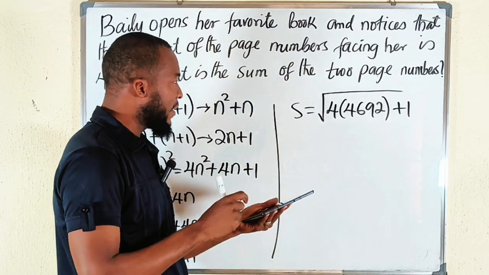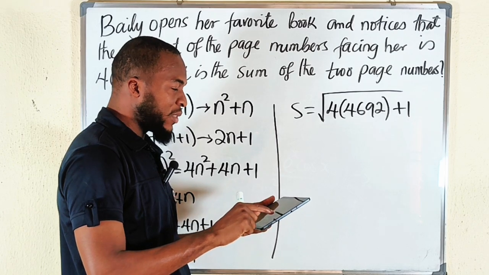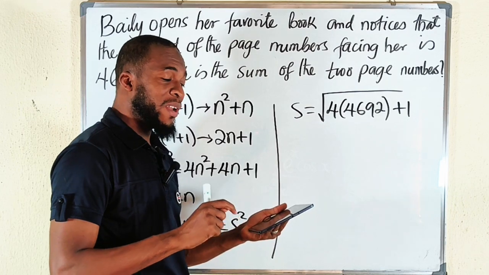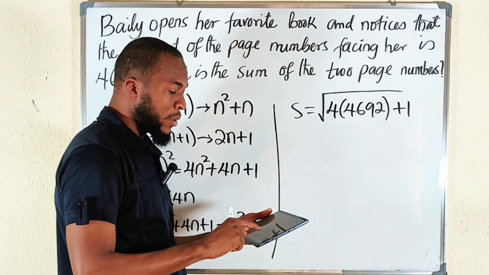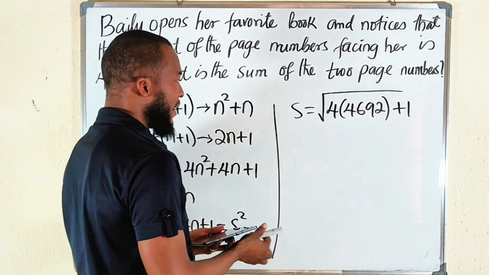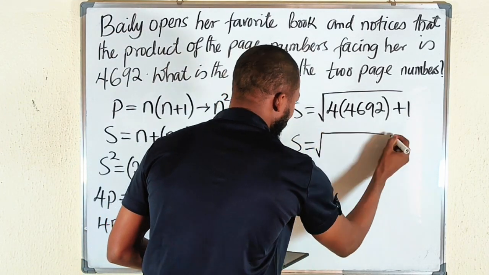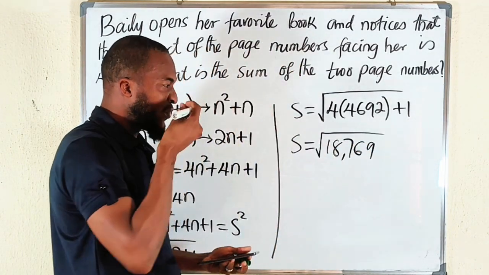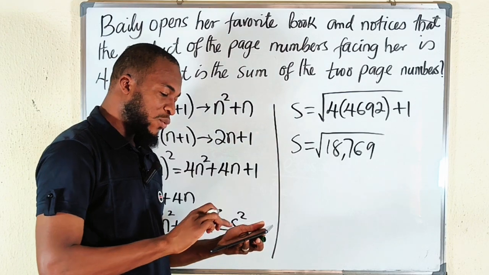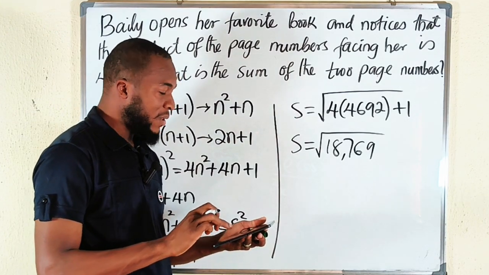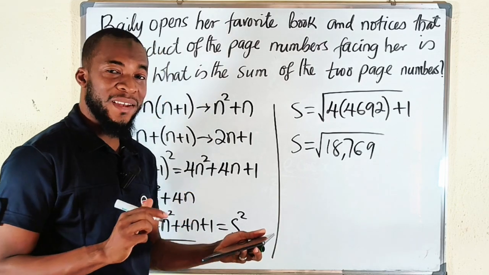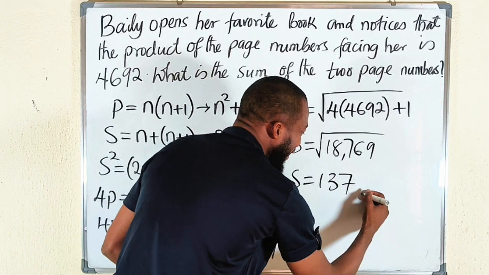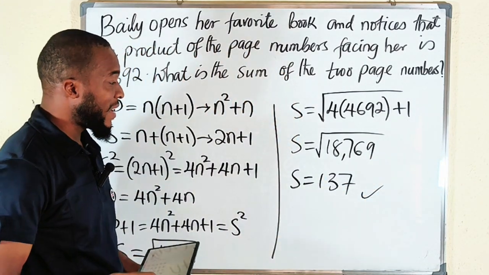So what I have is 4 multiplied by 4,692, which is 18,768. Then plus 1, this is 18,769. S equal to the square root of 18,769. Then from your calculator, what is the square root? The square root of 18,769 is exactly 137. S equal to 137, exactly what the contestant said. Yes.